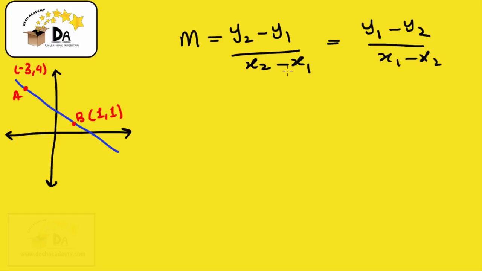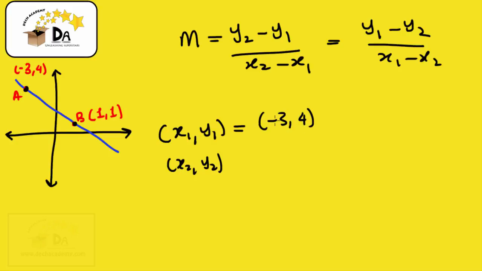So what is x1? What's x2? What's y1? What's y2? Well, what you do is you pick one point on the line and let that point be x1, y1. So that's point 1 with x1 and y1. And you say let the second point be x2, y2. So in our case, x1, y1 is minus 3, 4. So minus 3 is x1, y1 is 4. Second point B.